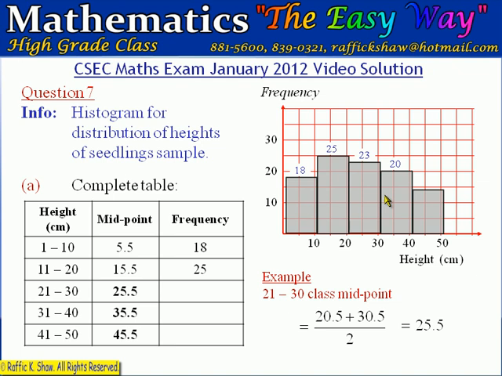That will be the frequency. And from here, we can read that it will be 14. So we read these frequency values from this histogram, and so we can now complete the table.